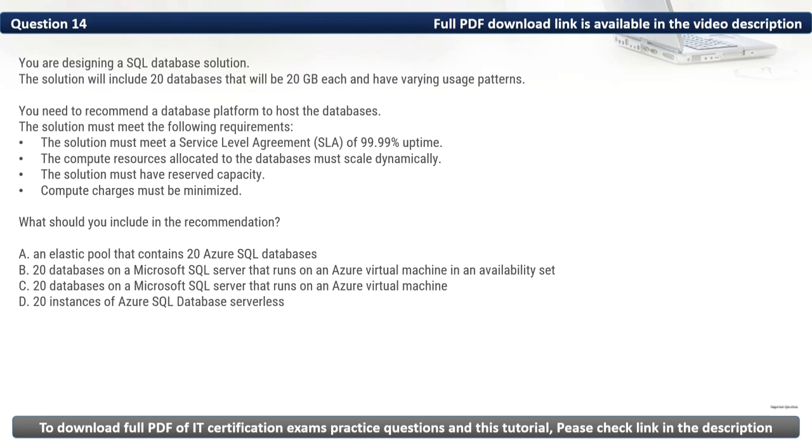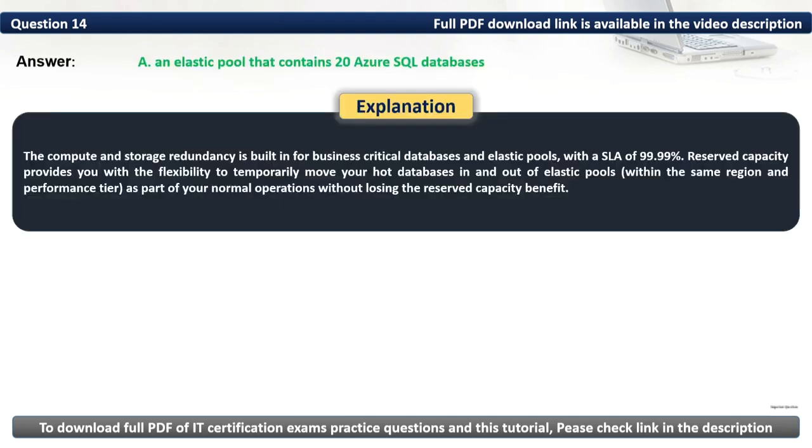Here in this question, we need to recommend a database platform to host the databases while meeting the given requirements. Based on this, we should include an elastic pool that contains 20 Azure SQL databases in the recommendation. Thus, the correct option is A. The compute and storage redundancy is built in for business critical databases and elastic pools with an SLA of 99.99%. Reserved capacity provides you with the flexibility to appropriately move your shared databases in and out of elastic pools as part of your normal operations without losing the reserved capacity benefit.